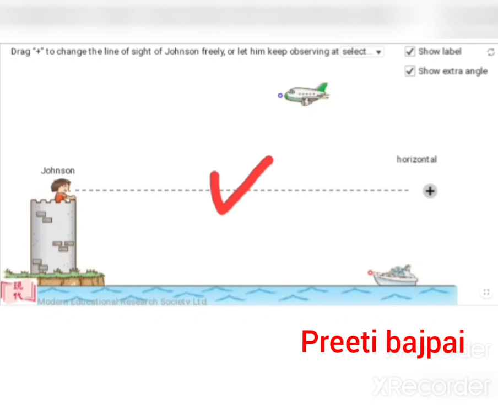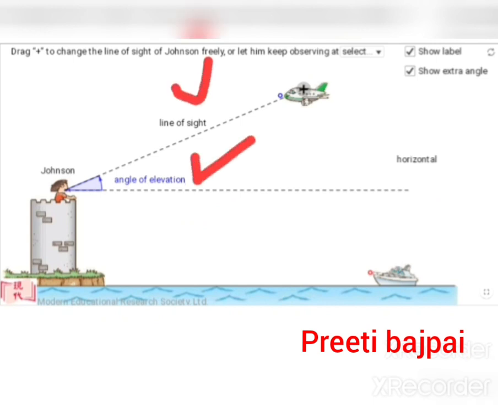When we want to see things which are above our head, we need to raise our head. In the same way, in this case, the boy has to move his eyes, or the line of sight will be moved in the upward direction. If he wants to see the aeroplane, he has to raise his head. So you can see that this is the line of sight and this is the angle of elevation.